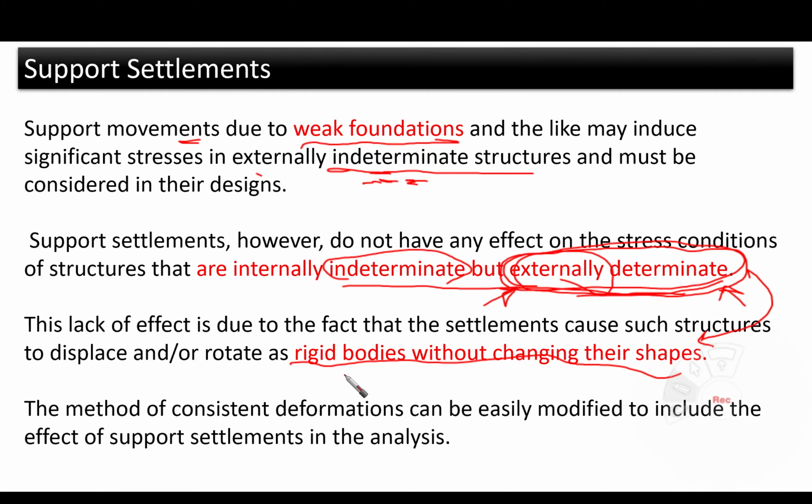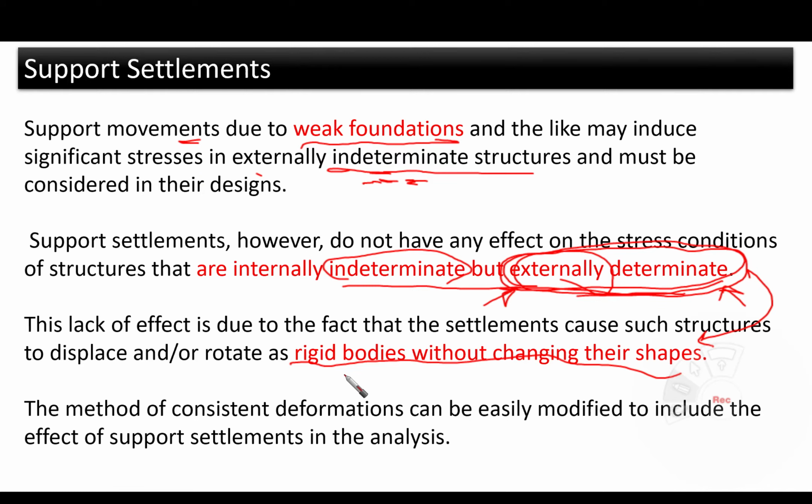Okay, the next is the method. The method of consistent deformation can be easily modified. So here we can modify our method to include the effect of support settlement in the analysis. We are going to talk about how to apply the consistent deformation principles that we have already studied before to the support settlements. Let's have an idea about the concept itself and how it works, and then we will talk about the details through an example.